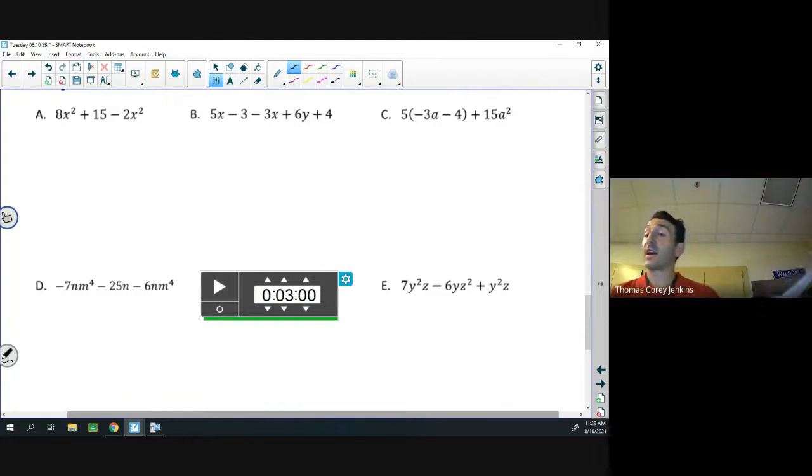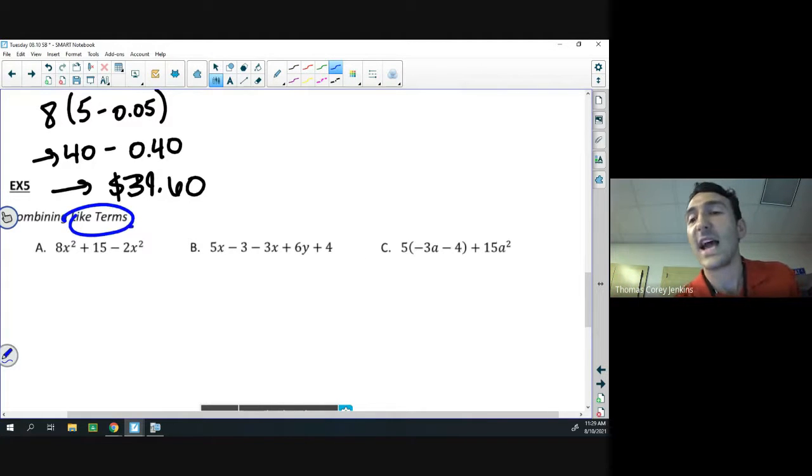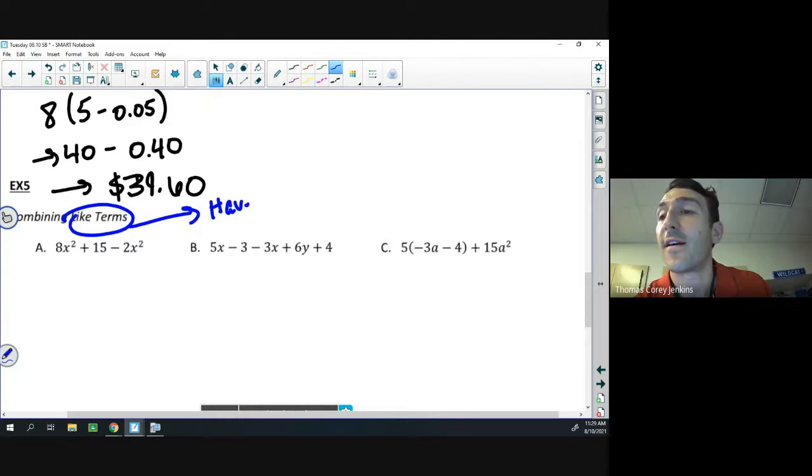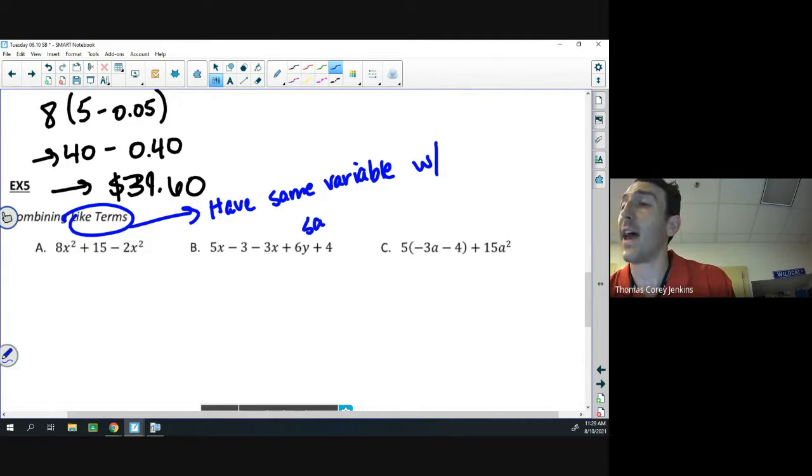Let's do a few together, then I'll give you guys 3 to work on. So this is combining like terms. This is distributive property, so a little bit of a mix of everything. So I want you to write down this definition. Like terms have the same variable. That's the obvious part, the part we all think of, but I want you to add this as well. They have the same variable with the same exponent.